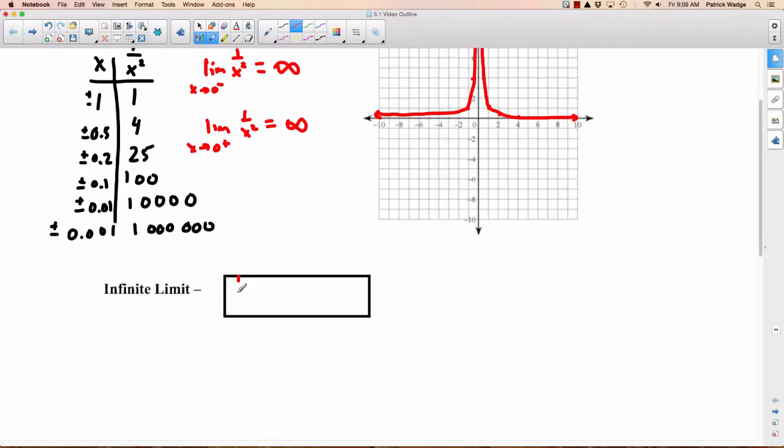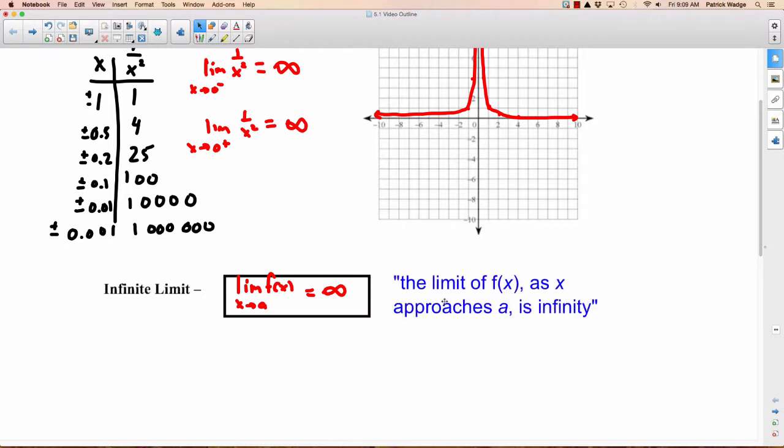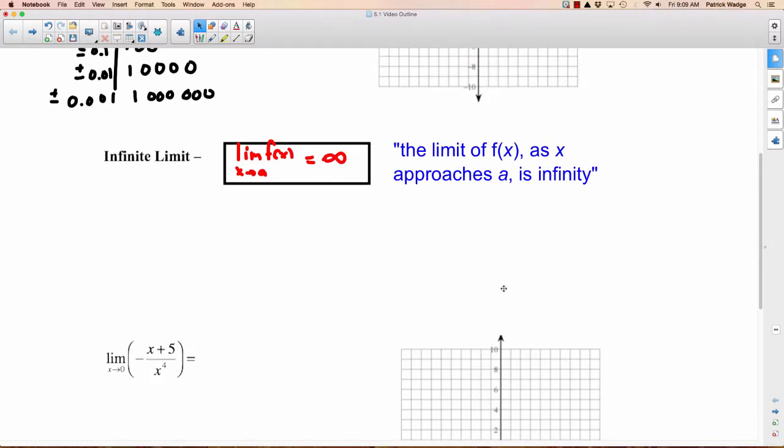So this is when the limit of some function as x approaches a equals infinity, then we have an infinite limit. The way we say this is the limit of f of x as x approaches a is infinity. I think I already said that. Now I've got a bunch of things to write down here, so good luck to you.